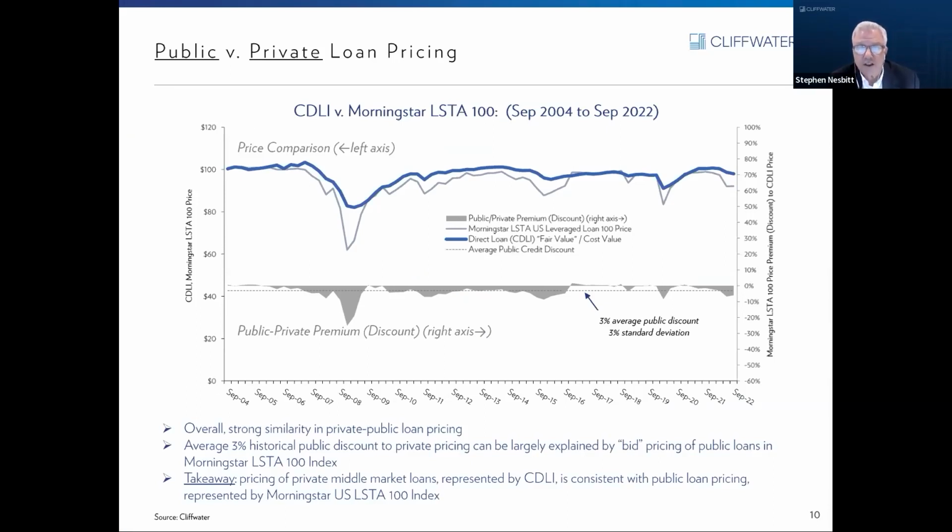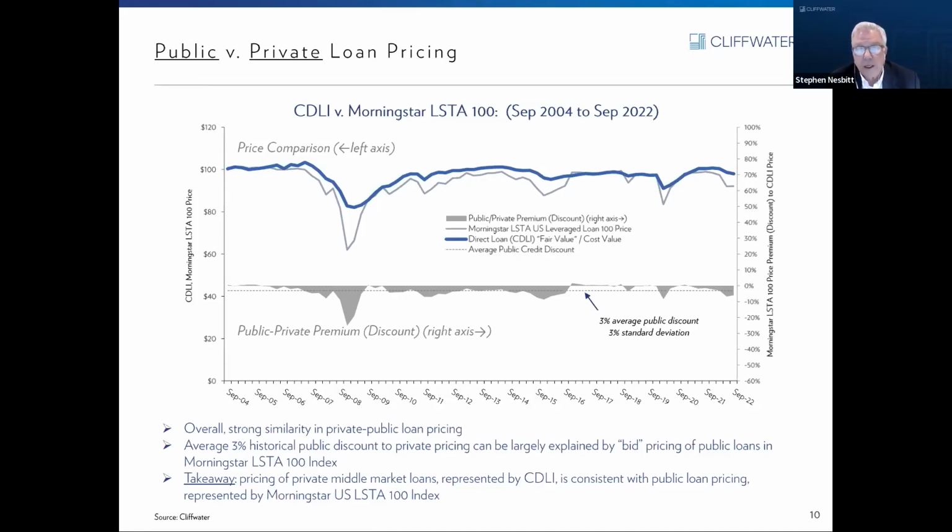So on this slide, there are the upper tier and the lower tier. And I'd like just first to focus on the upper tier of this graph. These are prices for two indices. The dark blue line is the CDLI, the Cliffwater Direct Lending Index, okay? And the narrower gray line is the Morningstar LSTA leverage loan index.